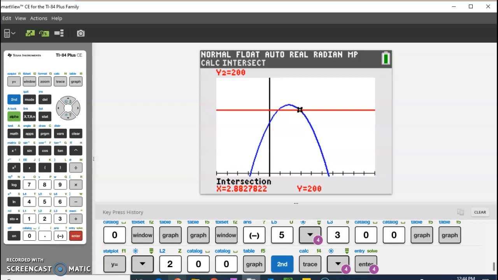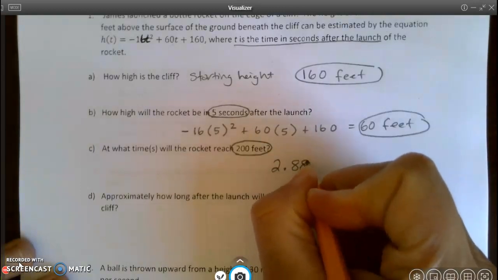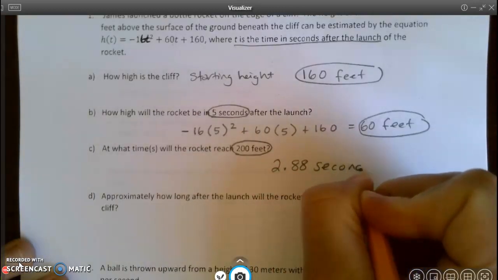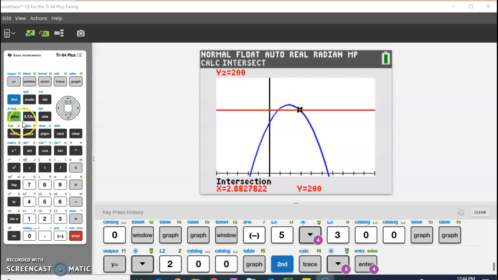It will be at a height of 200 feet. So I know that one of my answers is at 2.88 seconds. That's one of my answers. But I'm going to go back to my calculator, and I want to find my other point of intersection. So I'm going to go to second trace.